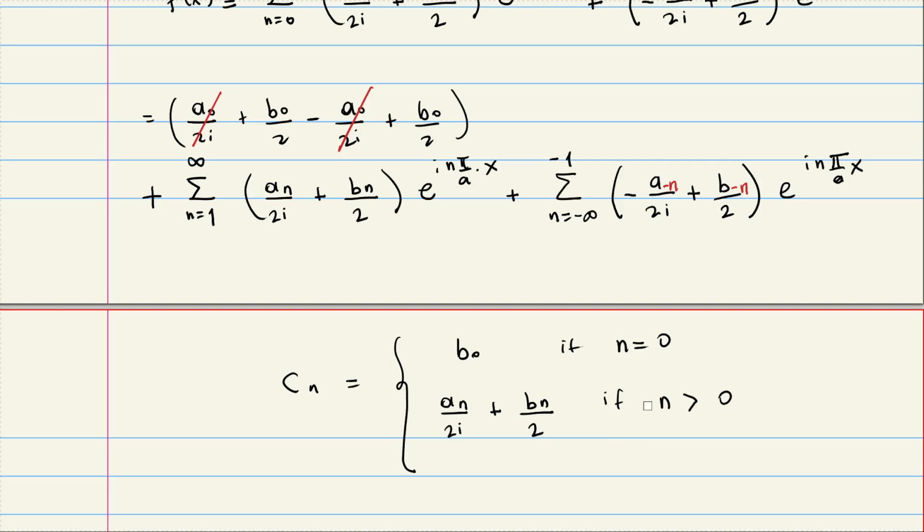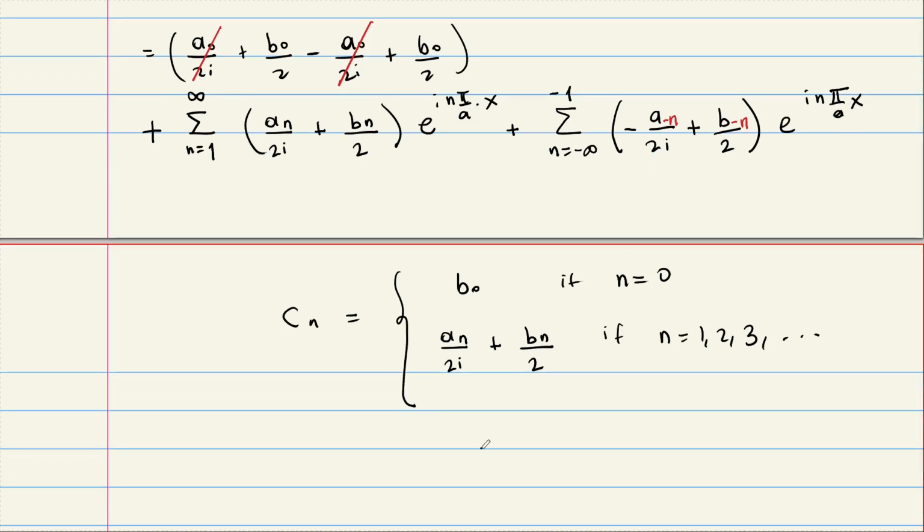Let me actually write it a little bit more explicitly. If n is equal to 1, 2, 3, dot, dot, dot. And this thing if n is equal to -1, -2, -3, dot, dot, dot. Good.